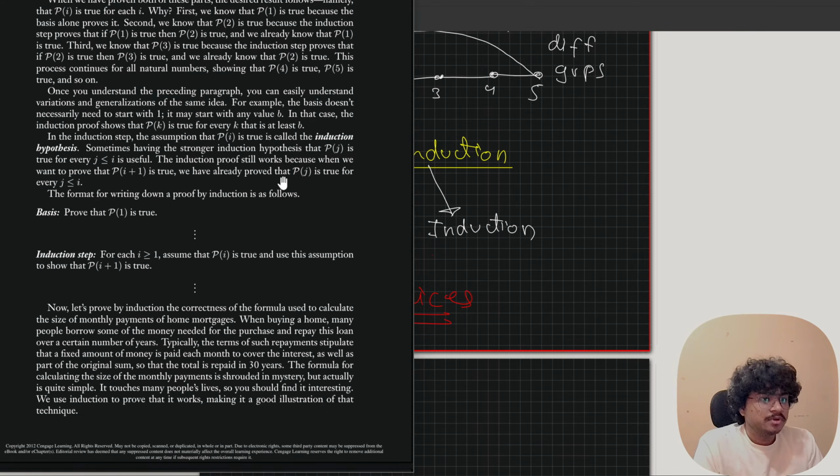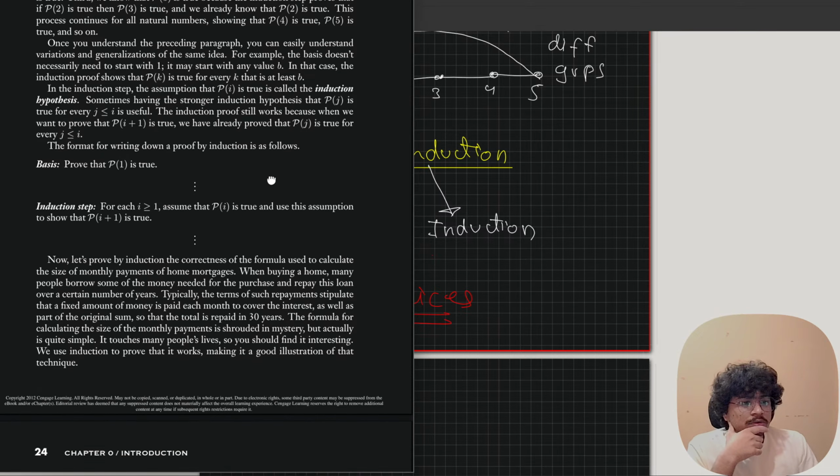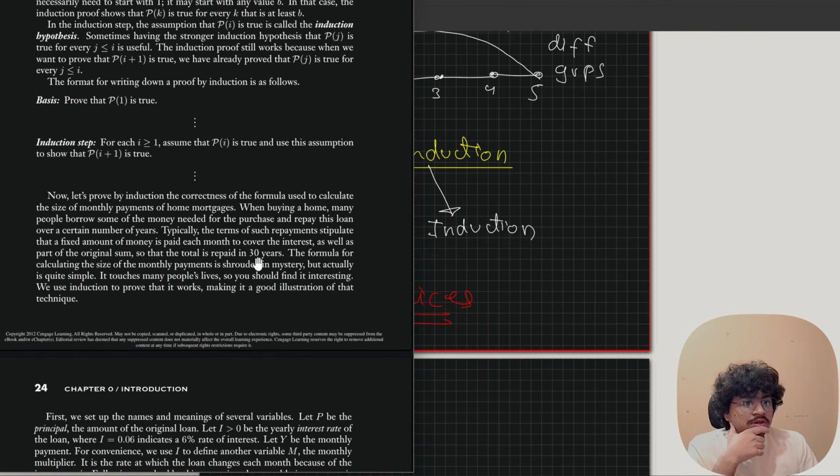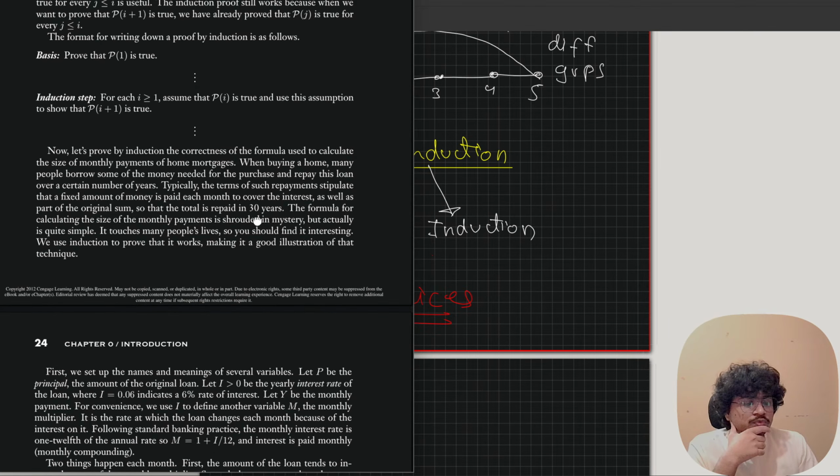In the induction step, I think I get the idea. Prove that P of 1 is true, then this is the basis step. Induction step: for every i greater than 1, assume that P of i is true, and then use this assumption to show that P of i plus 1 is true.